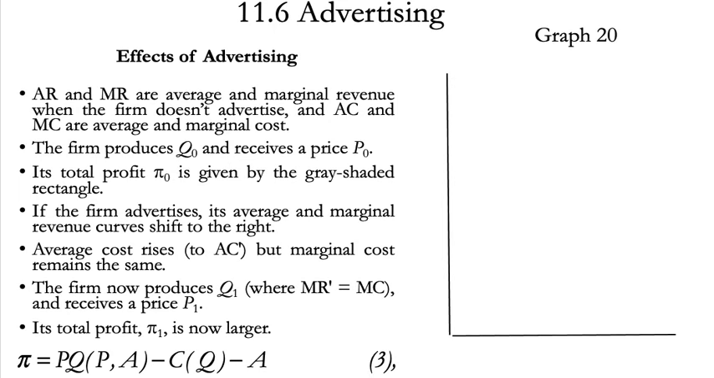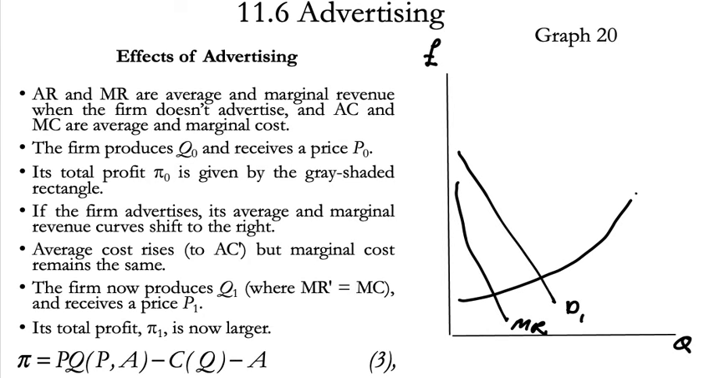We want to explain it in the form of a graph here. Let's say we have this graph. The price per unit is here and the quantity of product is here. Now, let's draw the average revenue and also marginal revenue before advertisement. So we have this demand curve for average revenue. Then we have MR here. And let's say we have this MC. And this is the AC.